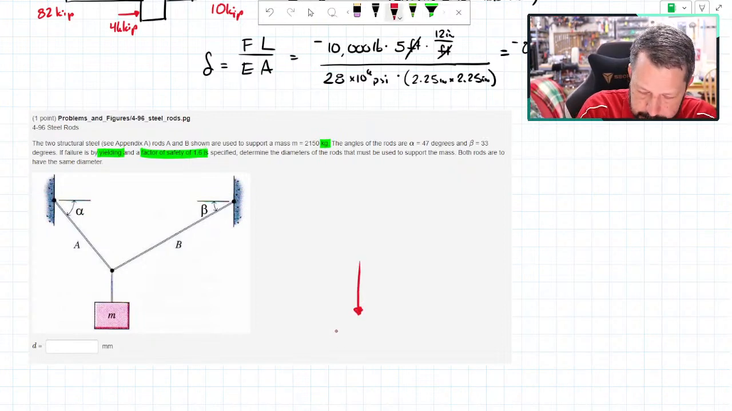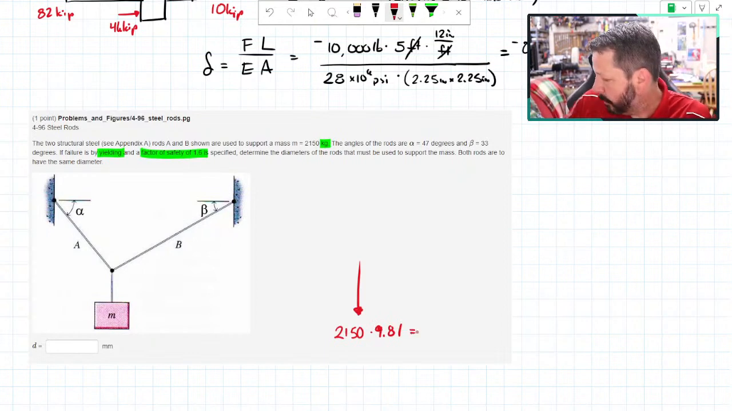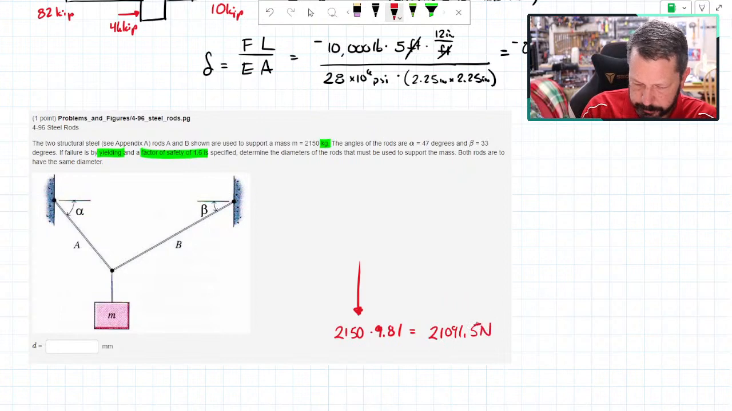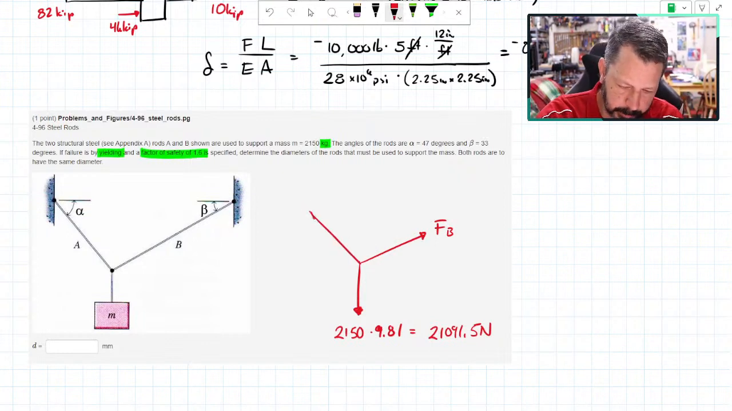This is 2150 times 9.8. Let's do 9.81 now that I think about it. Let's do 9.81 to give us our number of newtons that we have here. 2150 times 9.81, 21091.5 newtons. Okay. Then we have the force in B, and we have force in A.